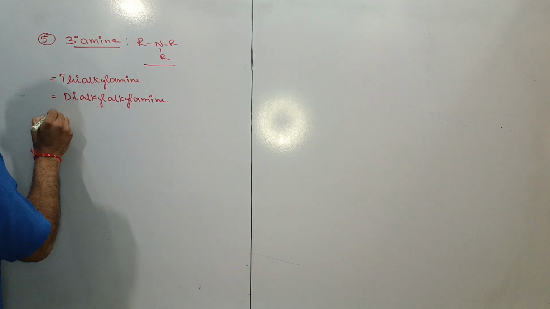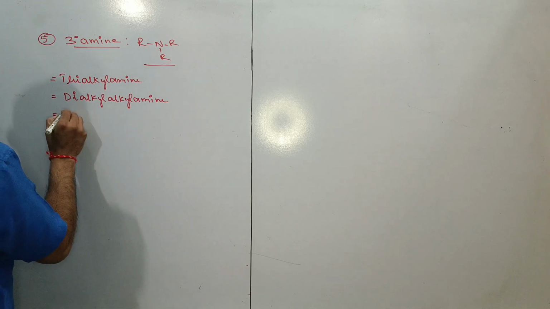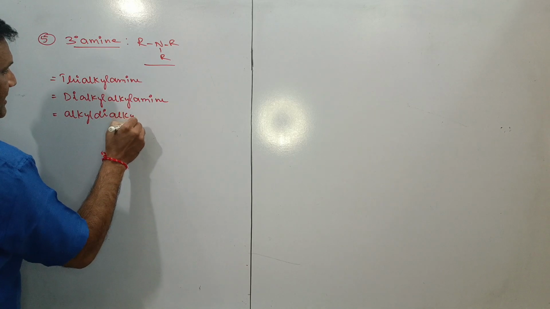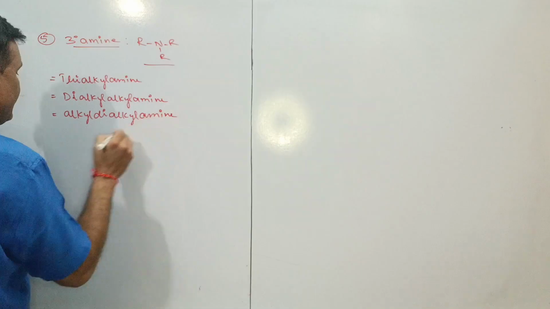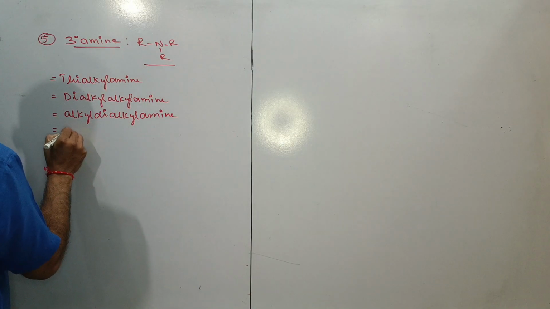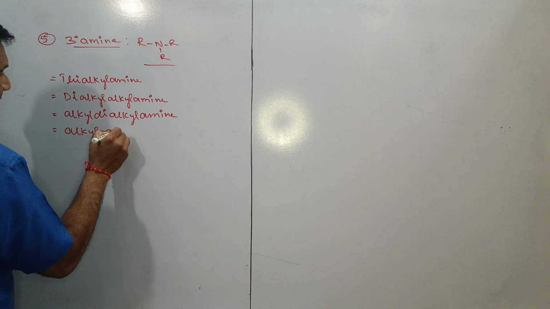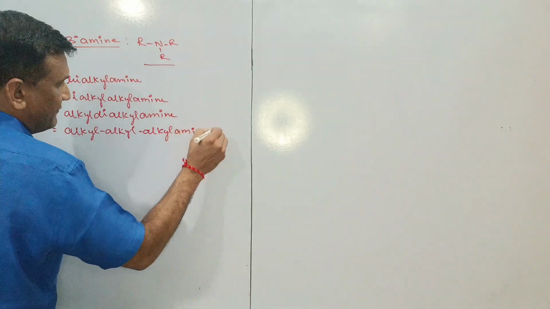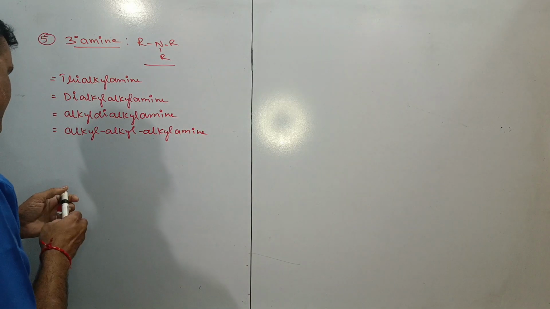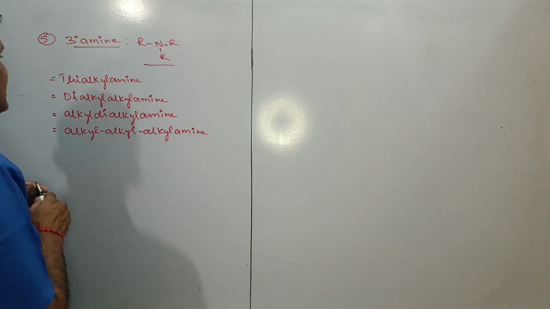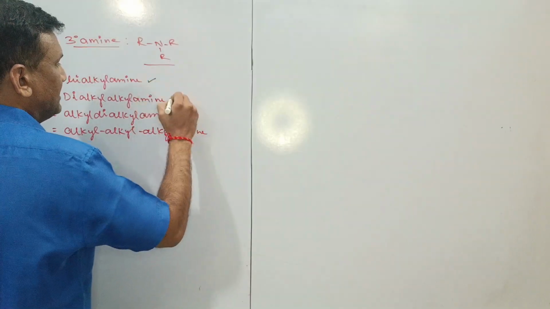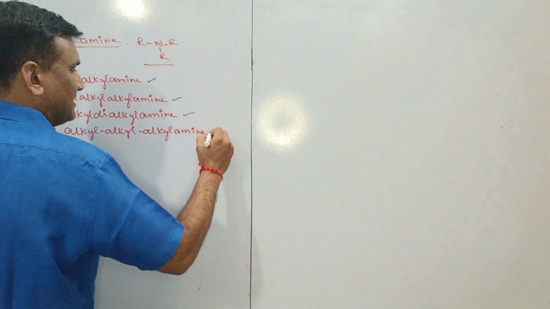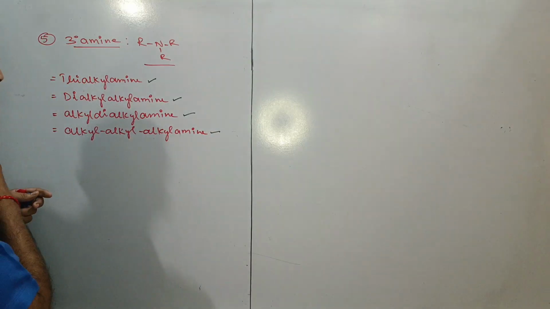If one of the groups is more prior and the rest two groups are less prior, then you can call it alkyl dialkyl amine. And if all three groups are different, then you can say alphabetically alkyl alkyl alkyl amine. These are the four possibilities regarding the name of a 3-degree amine: as a trialkyl amine, as a dialkyl amine, as an alkyl dialkyl amine, and as an alkyl amine. These are the four possibilities.